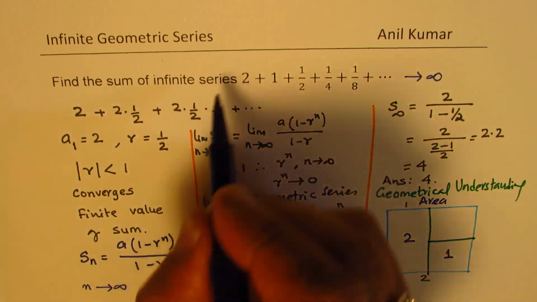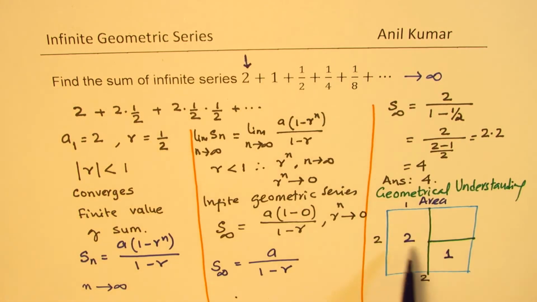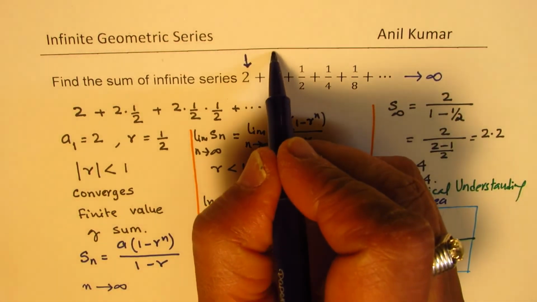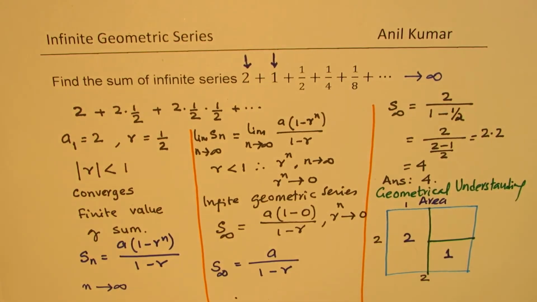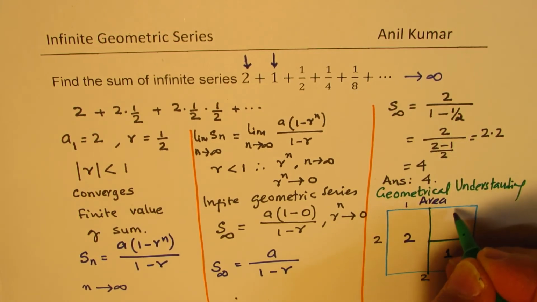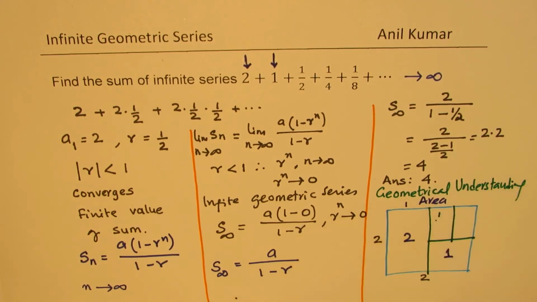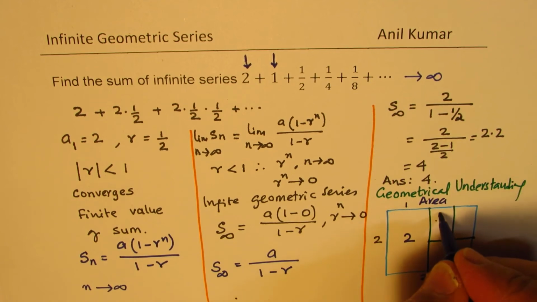So what we have done here is that we started with an area of 2, and then we added 1, so we get up to this much. You could see it like this, right? Now, if I divide this further into 2 equal parts, I get an area of half, right?